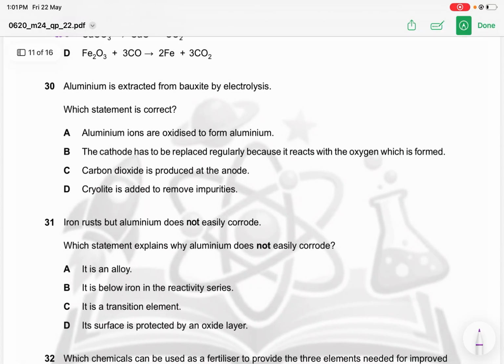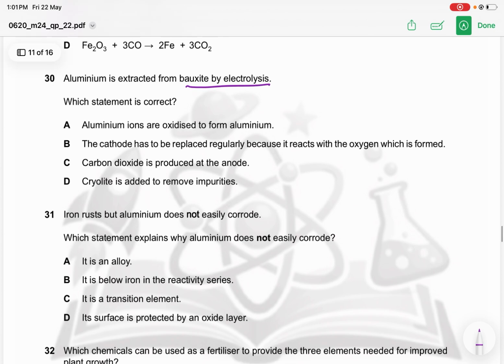30th. Aluminium is extracted from bauxite by electrolysis. Which statement is correct? Aluminium ions are oxidized to form aluminium. Then the cathode has to be replaced regularly because it reacts with oxygen which is formed. Cathode is not replaced, anode is replaced, so B is not correct. Carbon dioxide is produced at anode, yeah, that is correct. Anode is made up of carbon and oxygen is being formed at anode.